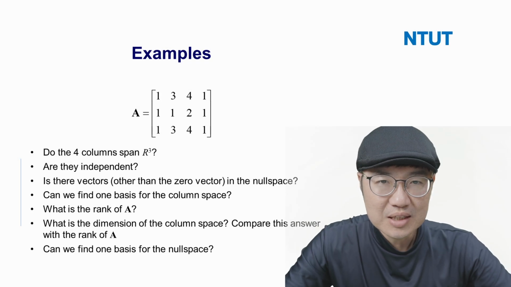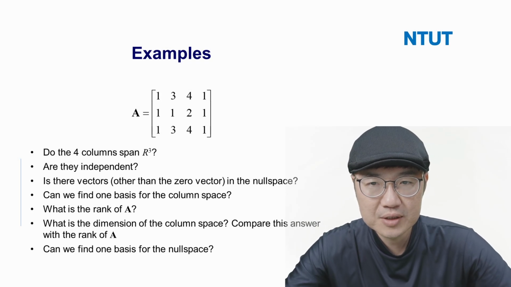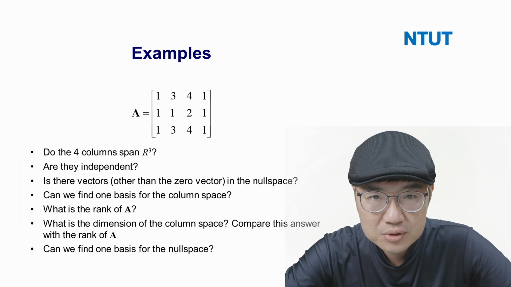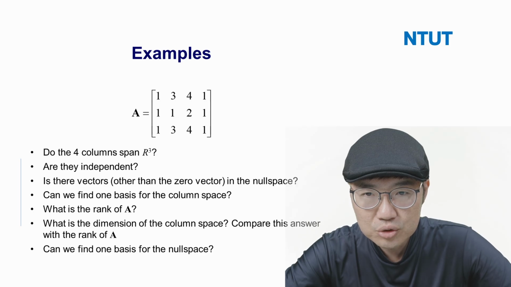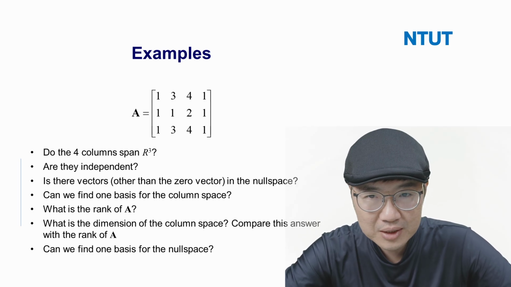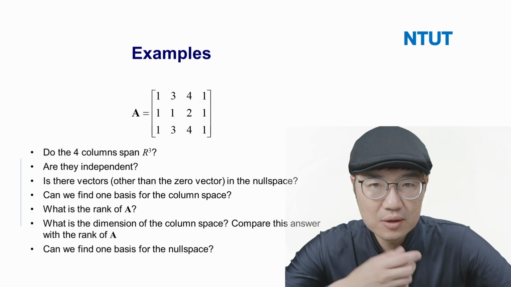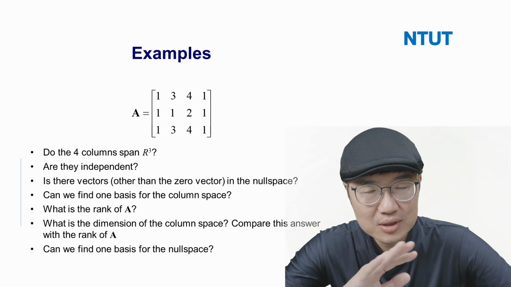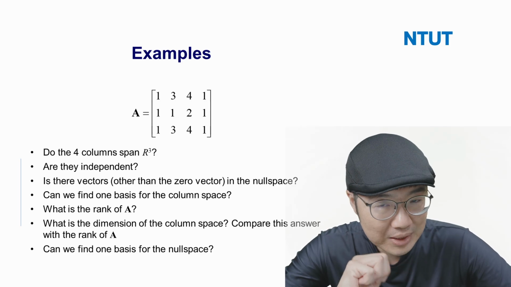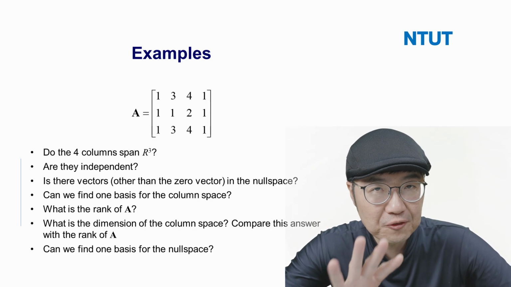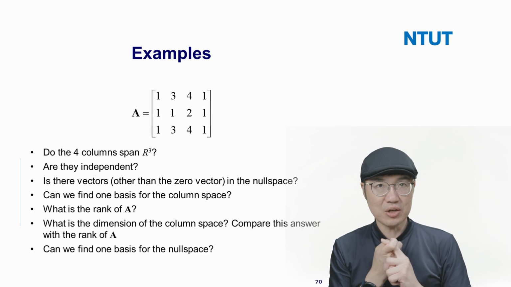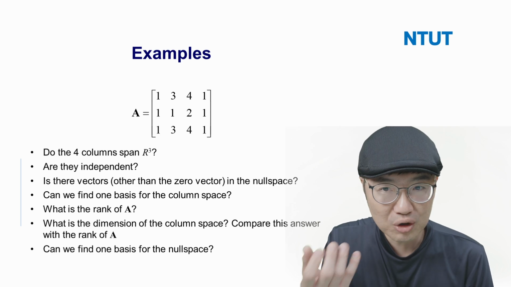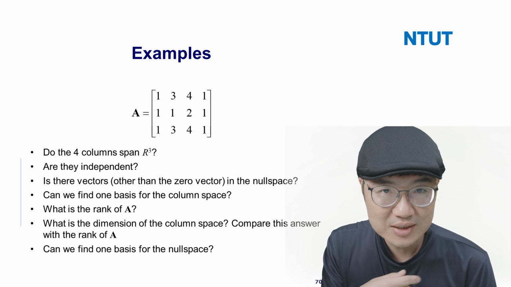Let's use an example to connect what we have learned so far. In this A, it has 3 rows, 4 columns. Do the 4 columns fully span R3? 4 columns theoretically are larger than 3, but this only means that 4 columns cannot be all independent. This doesn't mean we can always find 4 columns that span R3.